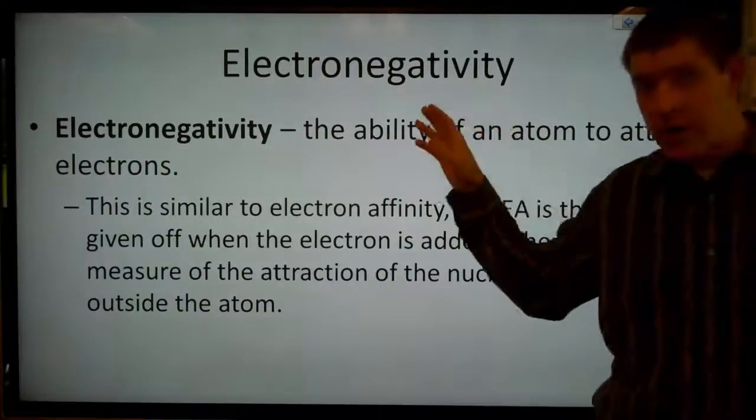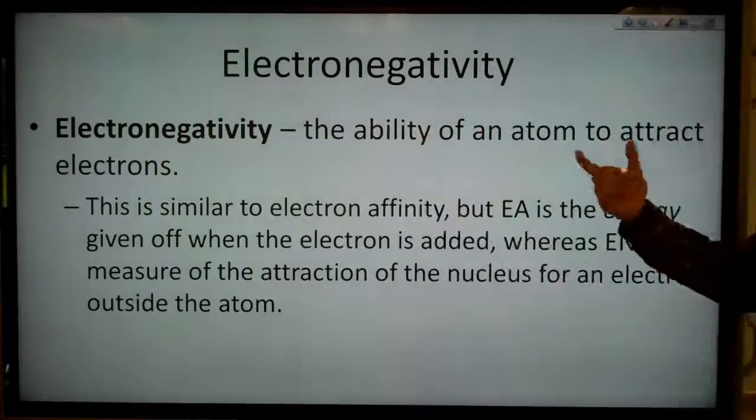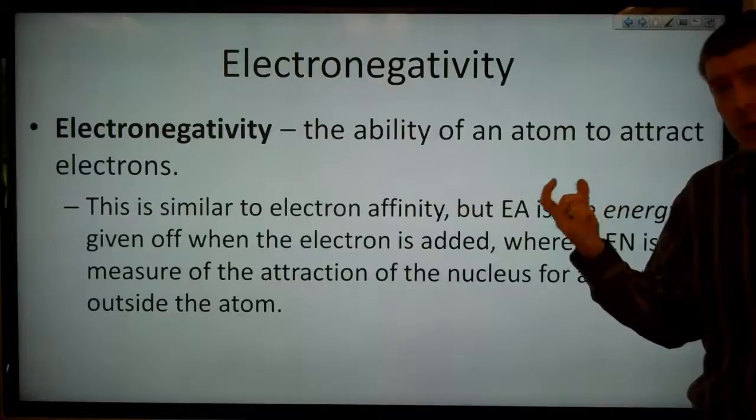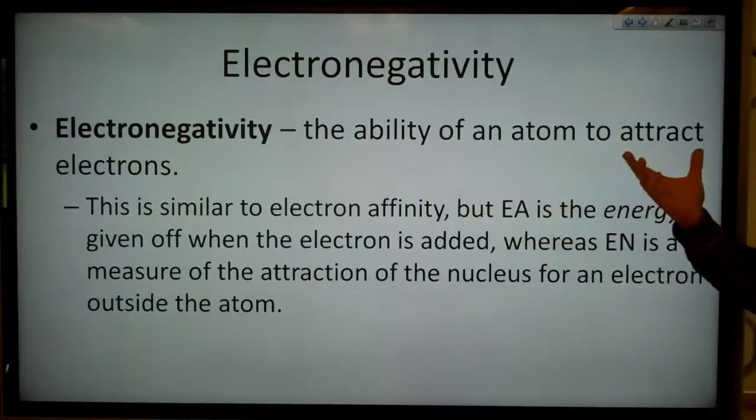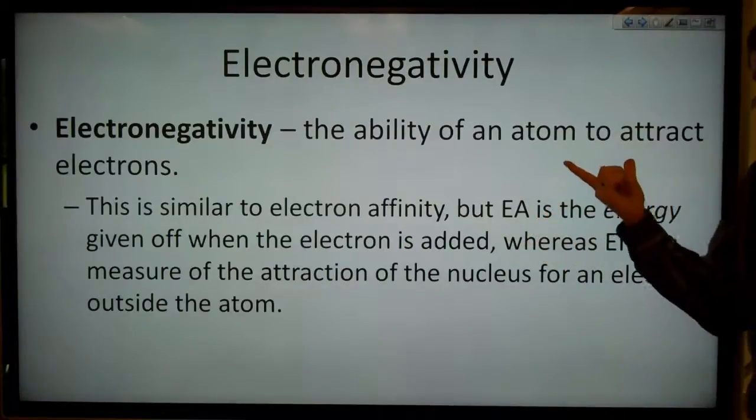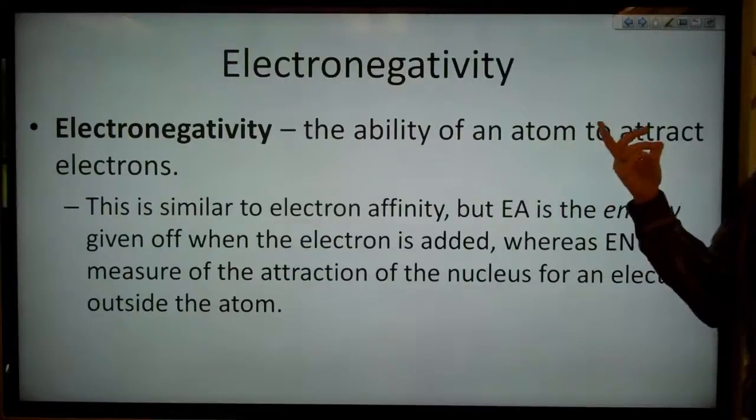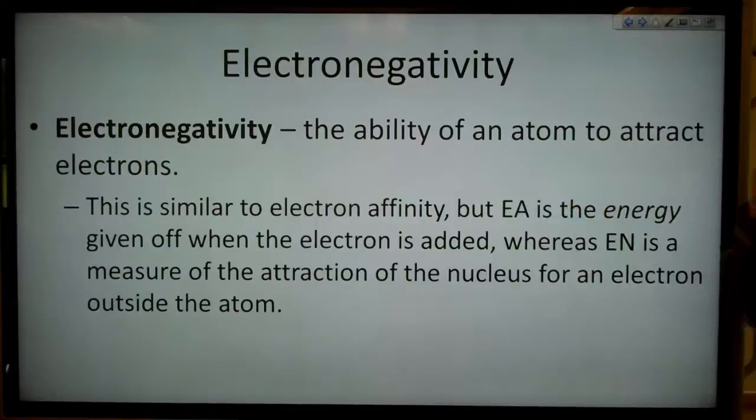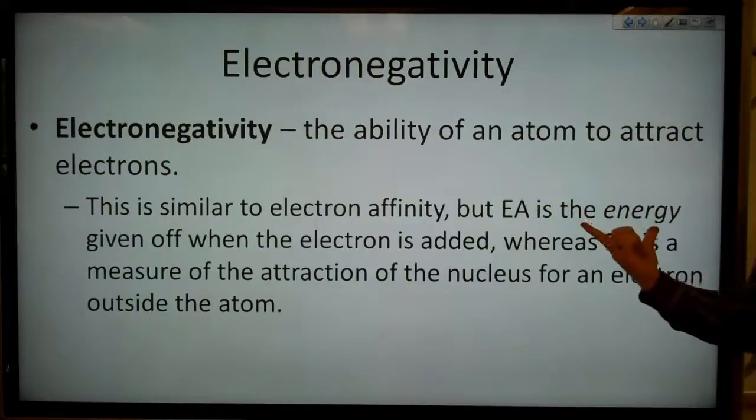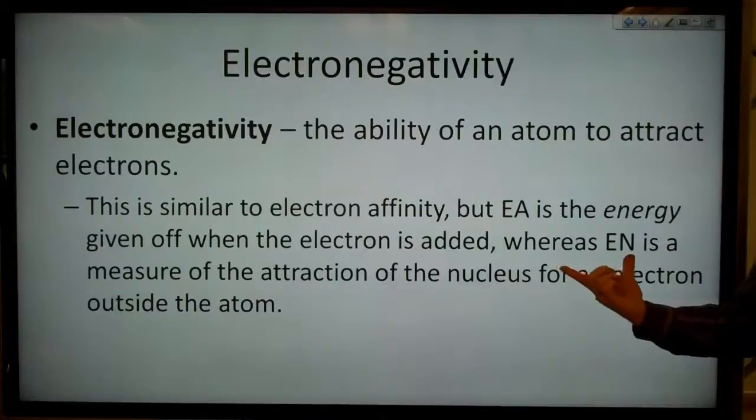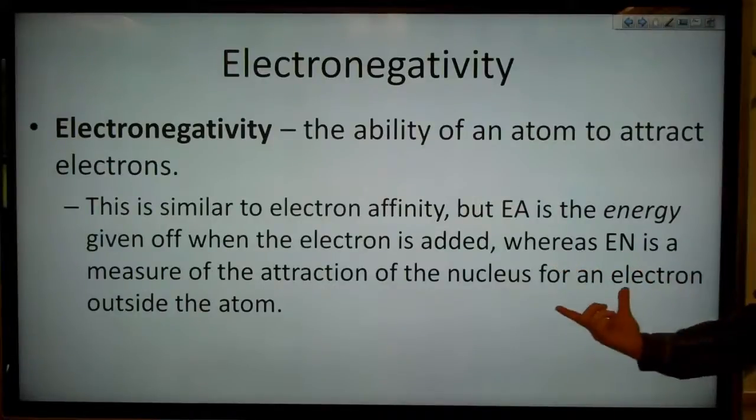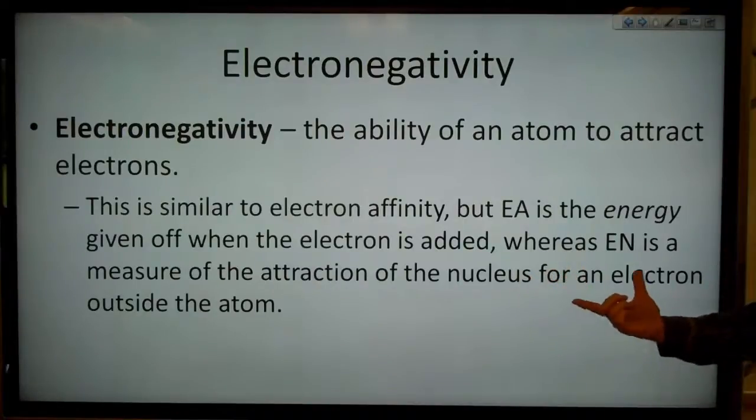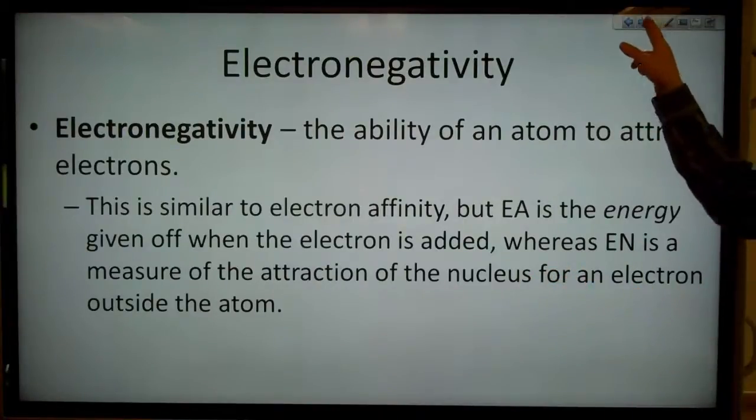Now let's look at electronegativity. Electronegativity is the ability of an atom to attract electrons. So again, this is somewhat similar to the electron affinity, but it's not measured in energy like electron affinity was. This is a different sort of quantity. Electron affinity was the energy given off when the electron is added, whereas electronegativity here is a measure of the attraction. So this is a measure of the force there, the attraction of the nucleus for the electron outside the atom.